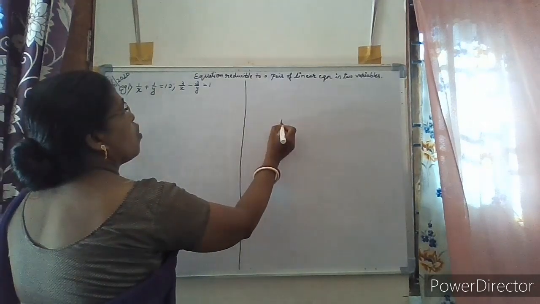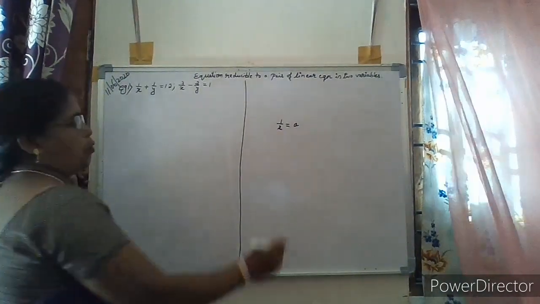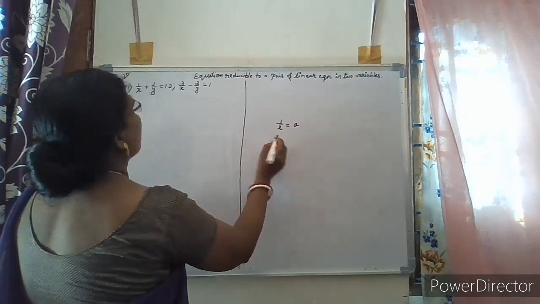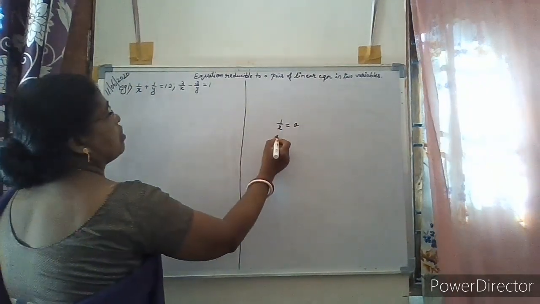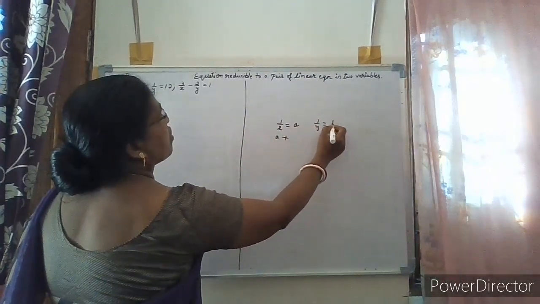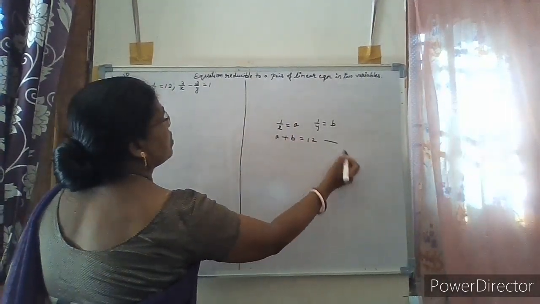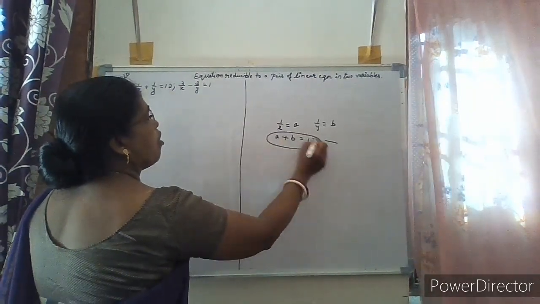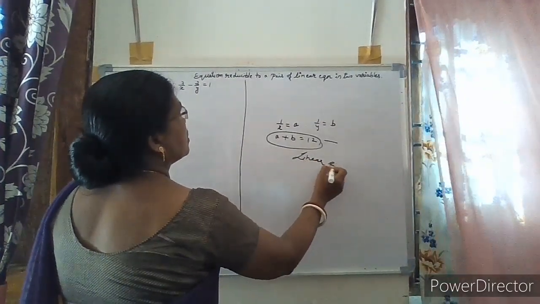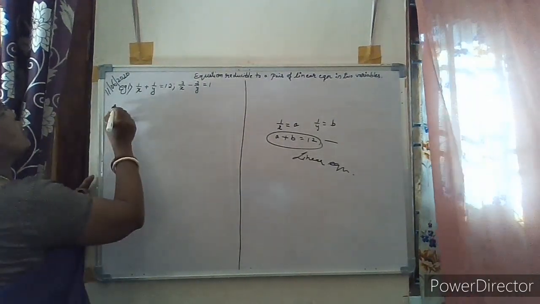Just observe this 1 by x. Suppose I take it as any other variable, say a. Then in place of 1 by x, the first equation becomes a plus, and if we take 1 by y as b, it is a plus b equal to 12. Now this is in the form of a linear equation. But this other equation is not in the form of a linear equation.